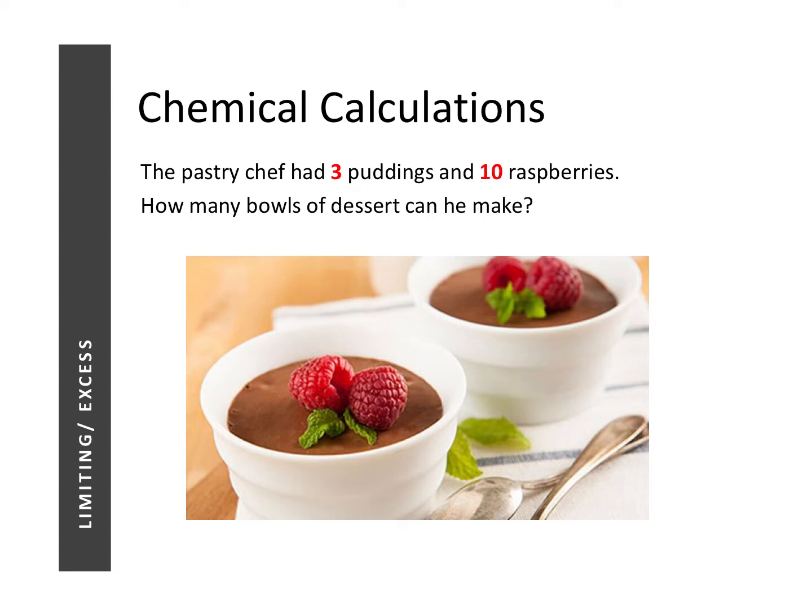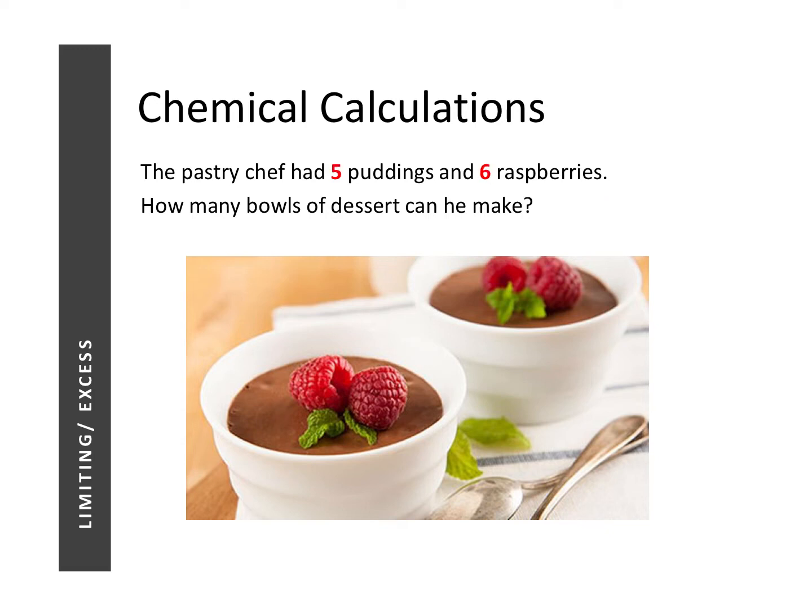Now in a second scenario, the pastry chef has 3 puddings and 10 raspberries. So once again, how many bowls of dessert can he make? I'm sure again, many of you will be able to tell me that it is 3 bowls. But at this point I would ask, why 3 bowls? Because now we have more raspberries, so shouldn't we be able to make more bowls of dessert? And the answer, of course, is that we don't have enough puddings to make more dessert.